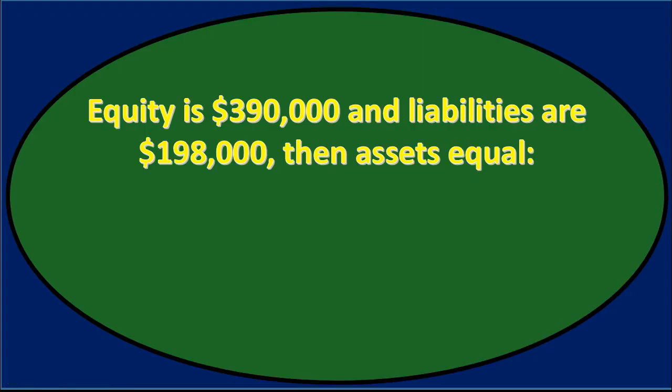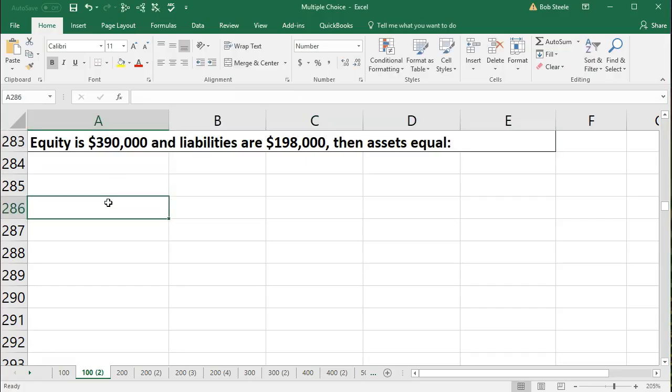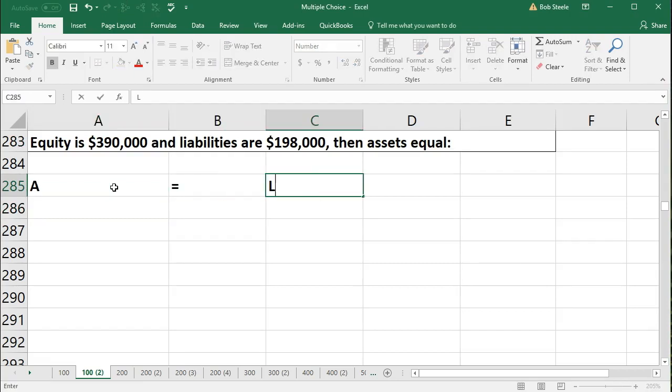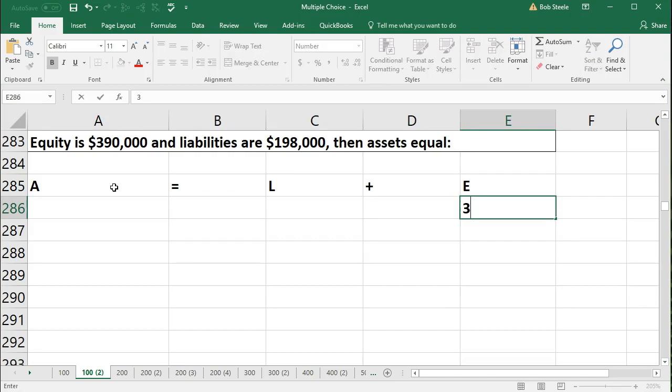Next problem says equity is 390,000 and liabilities are 198,000. Then assets must equal what? So we're going to this accounting equation once again. As always, when dealing with the accounting equation, first step, just to write it down. So we're going to say assets are going to be equal to liabilities plus equity. That should just become routine after a while. So we're going to say equity is 390. So I'm going to start over here on the equity side.